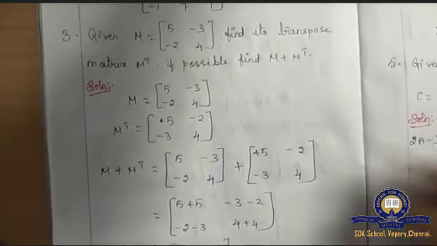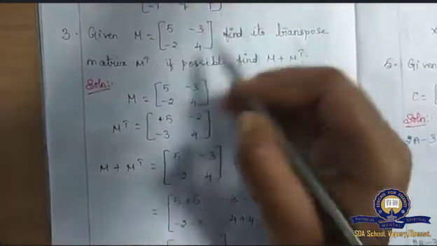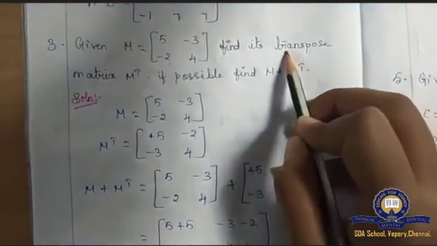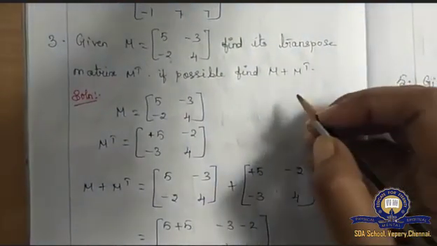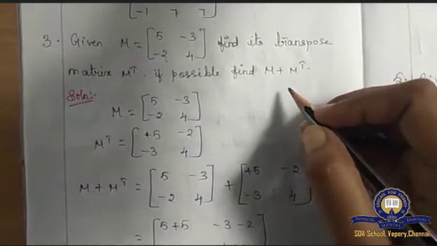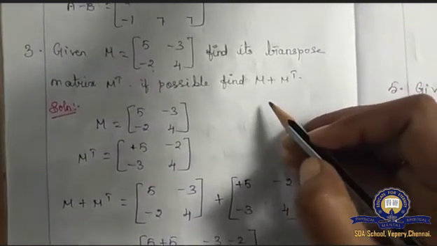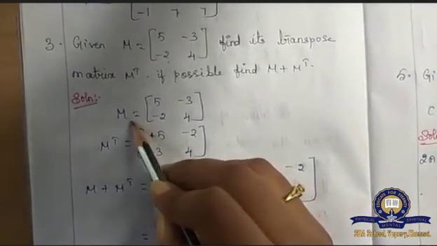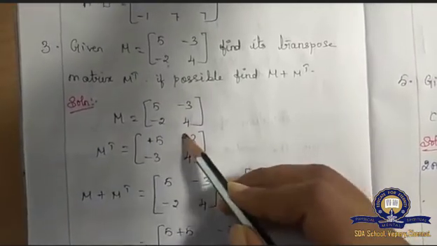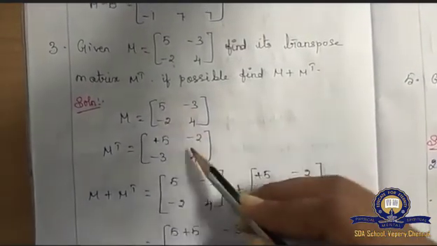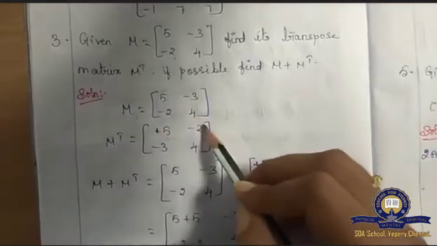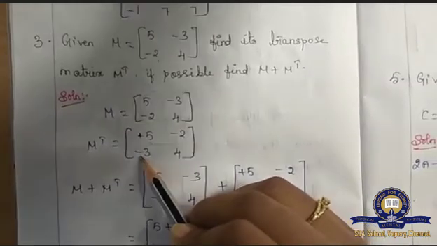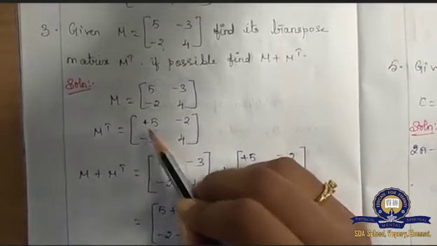The next problem, M is equal to 5, minus 3, minus 2, 4. Okay, what is the question? Find its transpose matrix M power T. What is transpose? We have seen, no, interchanging the rows and columns. If possible, find M plus M transpose. Now first we have to find the transpose of the matrix M. What will happen? All the column elements will become row elements. So 5, minus 2, and this will become minus 3 and 4. So this is M and this is M power T, that is M transpose.